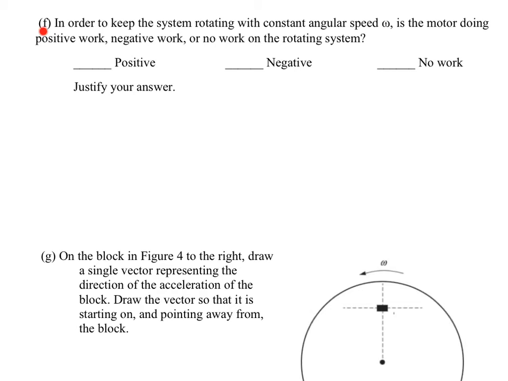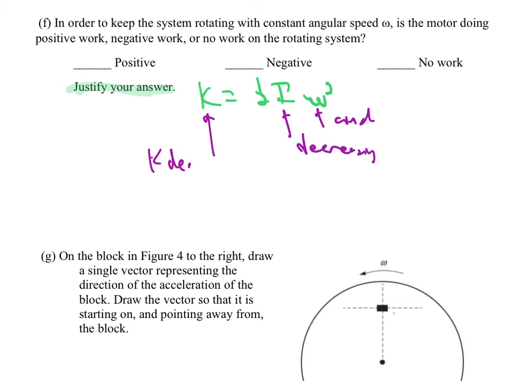Part F. In order to keep the system rotating with constant angular speed omega, is the motor doing positive work or negative work or no work on the rotating system? And justify your answer. Well, the kinetic energy is a half I omega squared. And we just argued that omega is constant, but I is decreasing. So K is decreasing. That means that delta K is negative, but the work equals delta K, so it is also negative.